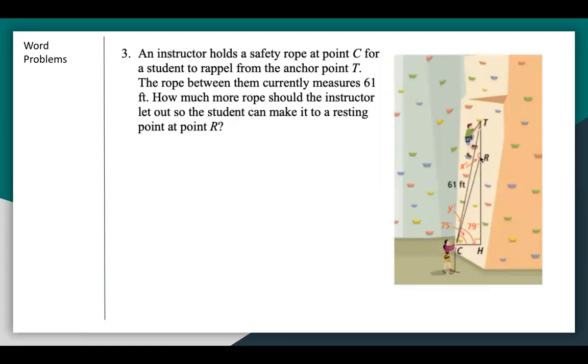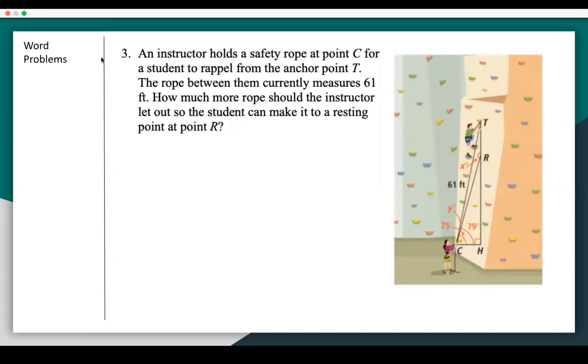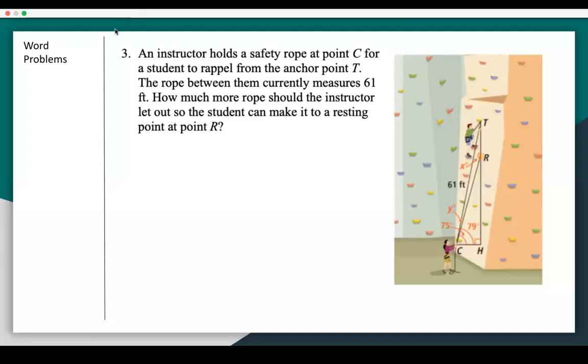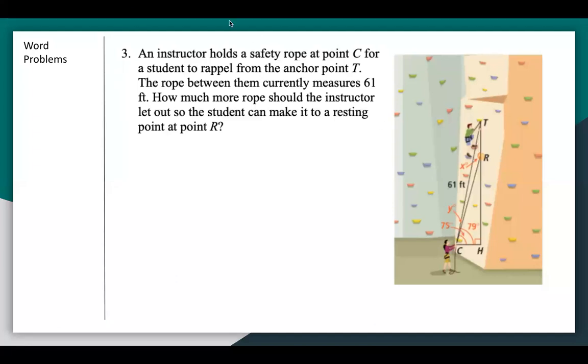So right here. In other words, what we're really trying to figure out is how much more rope the instructor should let out to reach point R. In other words, we're trying to figure out the length of this segment right here. This would be CR. We're trying to find the length of CR, because in theory, that's where this student should be, at R, and that should represent the rope for when the student is at R.